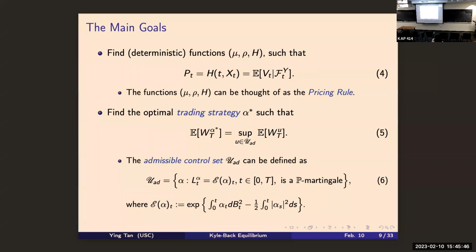Okay. So those are the main goals we are going to do. First, we need to find the functions mu, rho, and h such that we can represent the market price in this way. We do this for the market maker, and then we want to find the optimal trading strategy alpha star, which maximizes the insider's wealth.